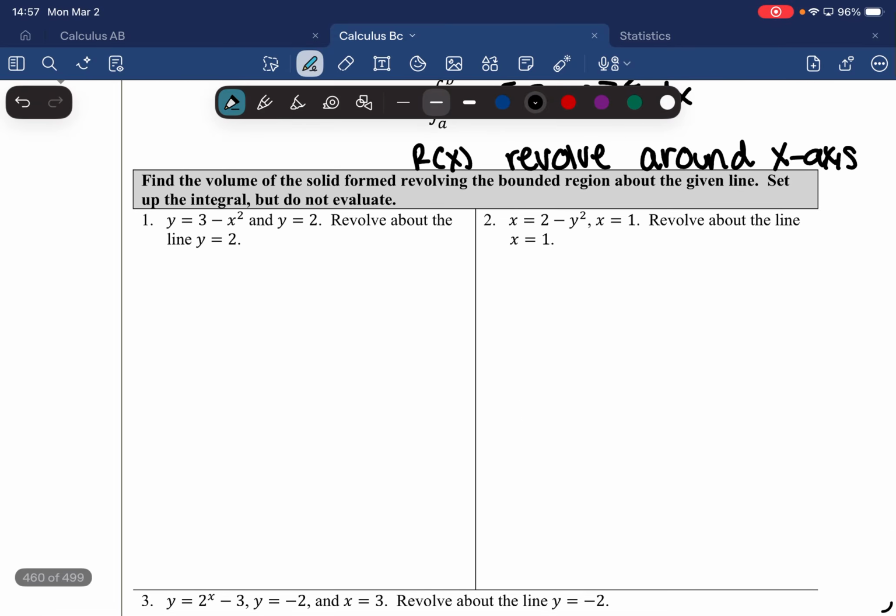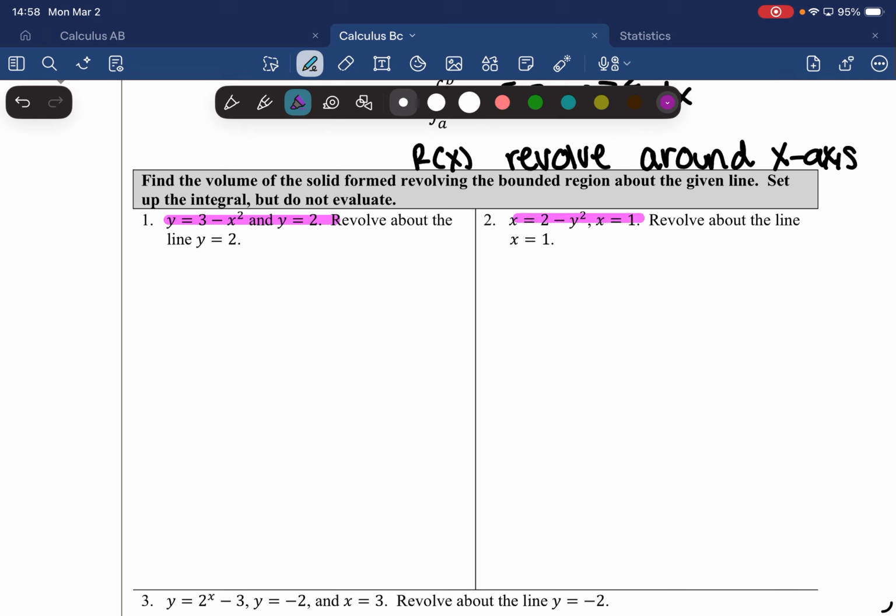Okay, number 1 says y is equal to 3 minus x squared and y is equal to 2, revolved about the line y is equal to 2. Well, since my equations here are in terms of x, which means I have y equals, that's how I know I'm revolving around the x-axis, because this is in terms of x. Same thing for number 2. Since those equations are x equals something, that means I'm going to be revolving around which axis? The y-axis. So not necessarily the axis itself, but the direction in which we are revolving.